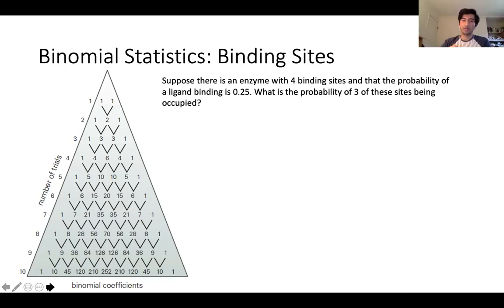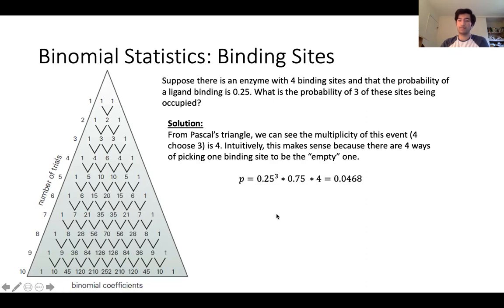And of course, if we have a ligand that's binding with probability 0.25, and we know that 3 binding events have to happen, this means that we have an event that has a probability of 0.25 times 0.25 times 0.25, and then times 0.75 because the last event is that the site remains empty. And so this is just the explanation of what we just walked through here. And if you do the math, this also corresponds to about 4.7% for the probability of observing something like this happening. Any questions so far?